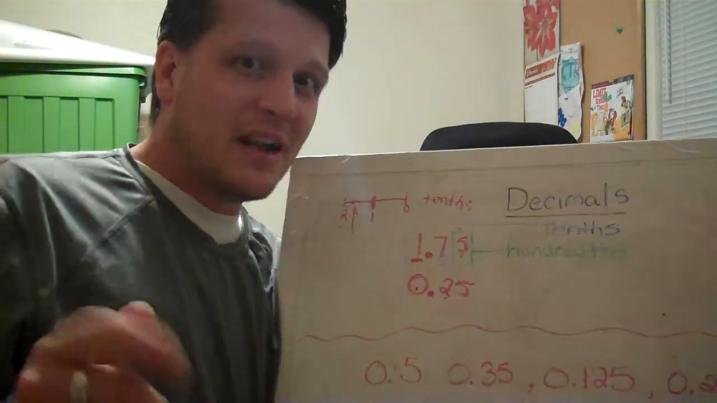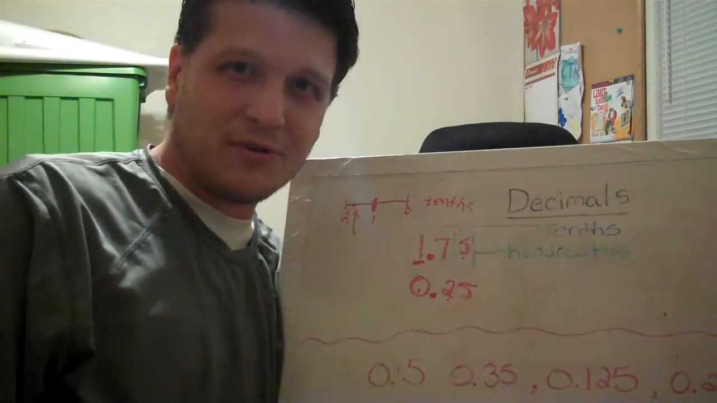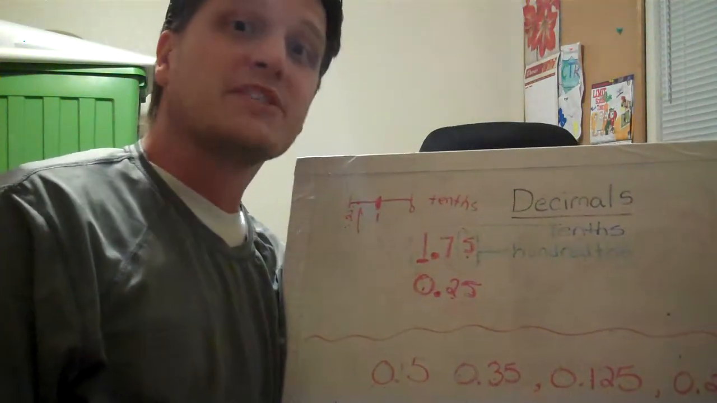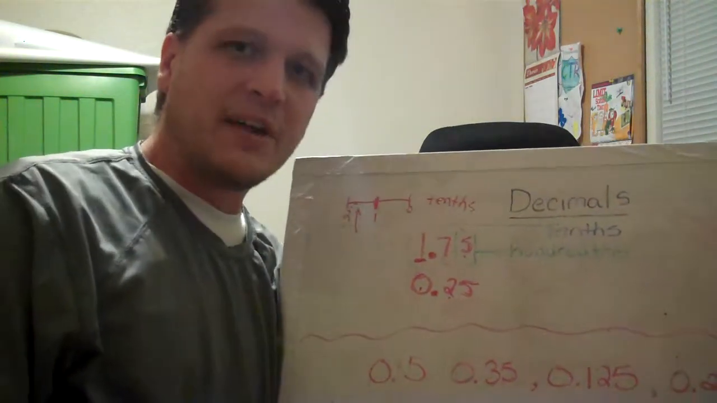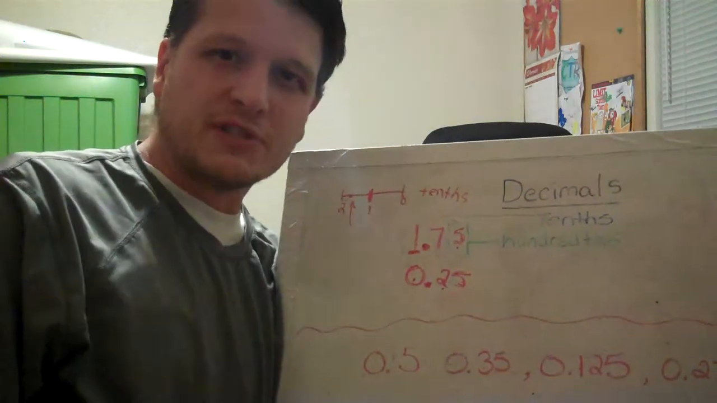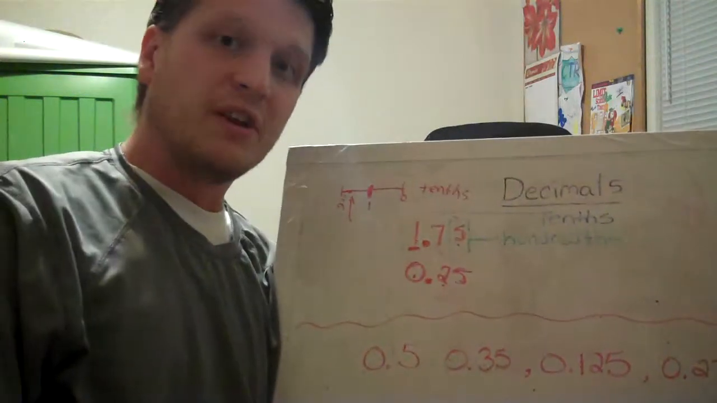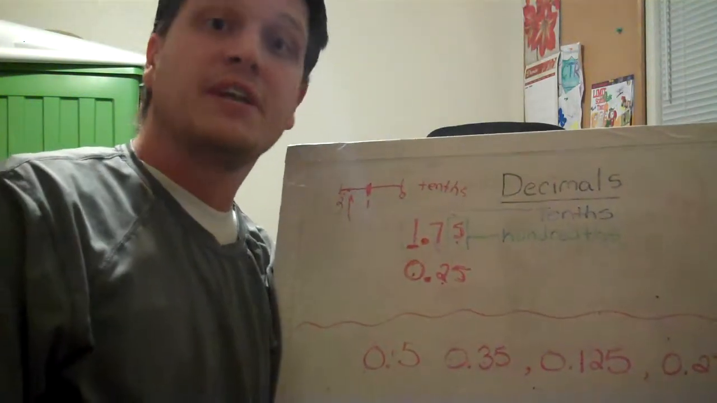Welcome back to another episode of Mr. Ellison's Math Minute. Today we're going to talk about decimals, what decimals are. We're going to talk a little bit about place value, and then we're going to order some decimals from least to greatest, okay?